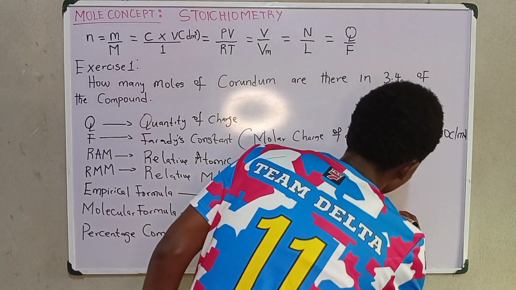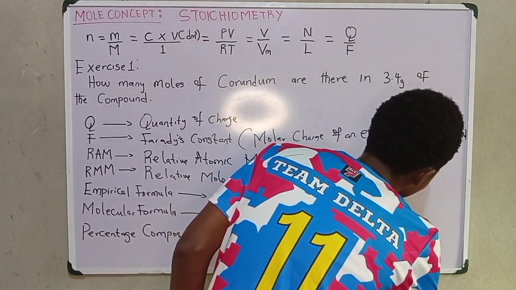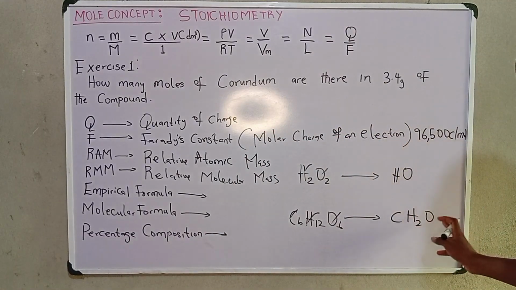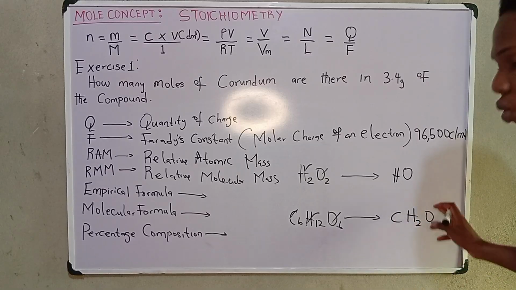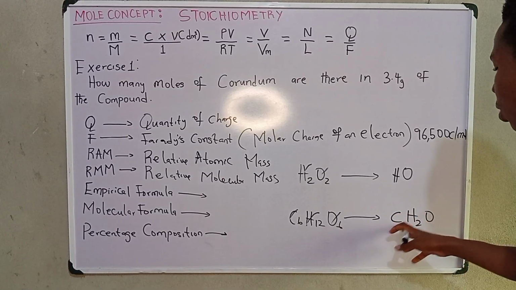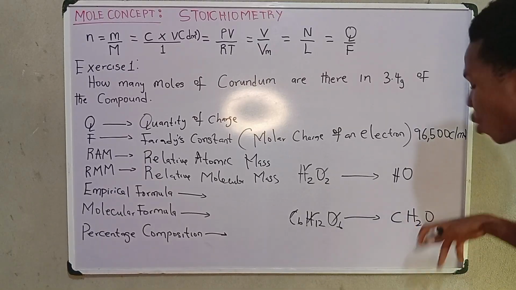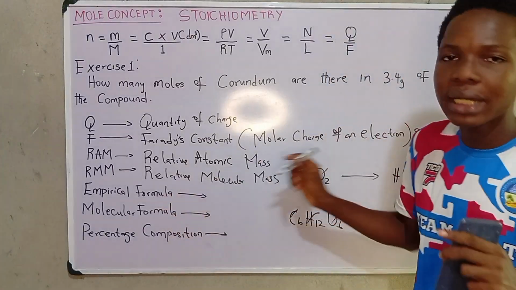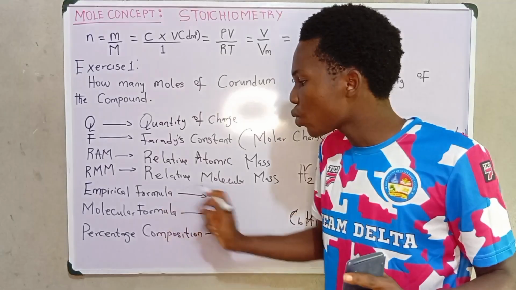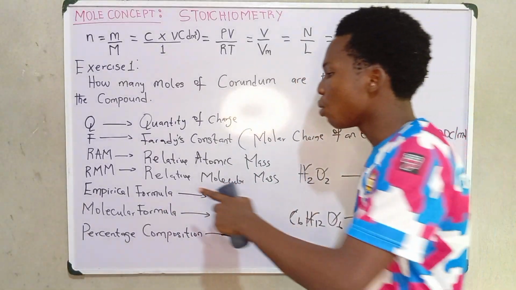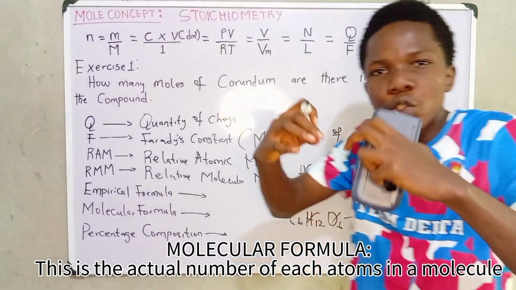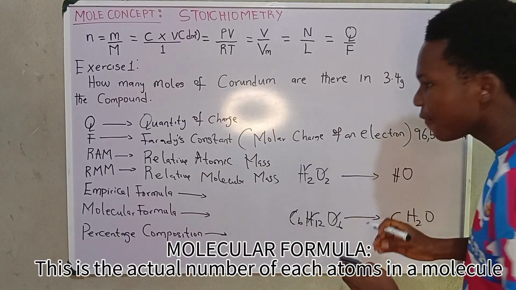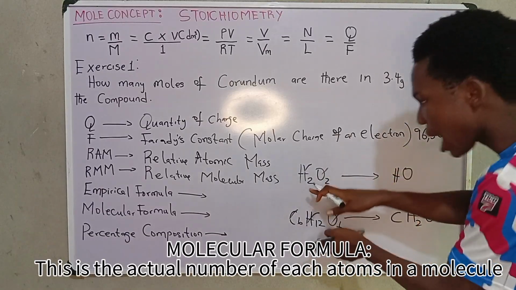So now, what will be our empirical formula? It will be what? CH2O. Yeah, CH2O. You understand? 1 carbon, 2 hydrogen, and oxygen. Okay? So now I define the empirical formula. Let me define the molecular formula. Now, molecular formula is the actual value of atoms in the particular compound. So now, I have indirectly taught you empirical formula and molecular formula.